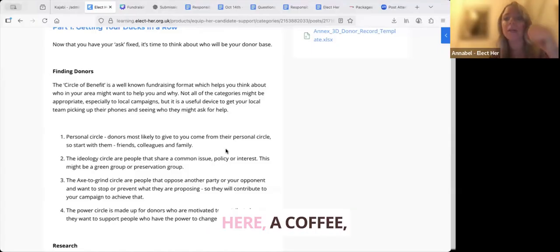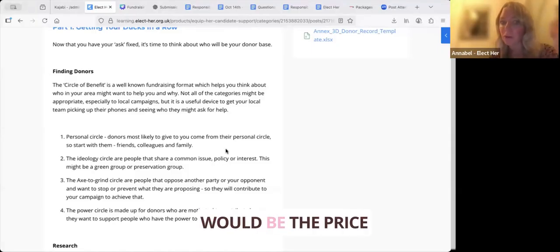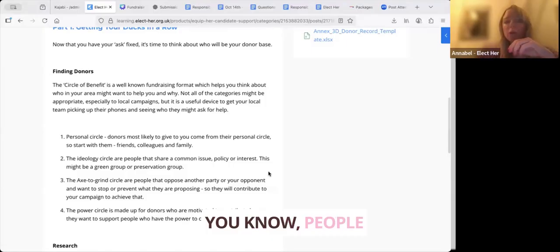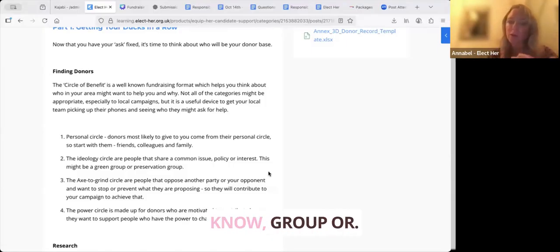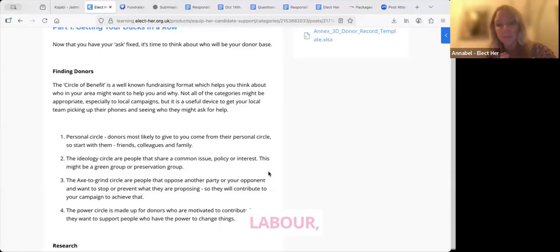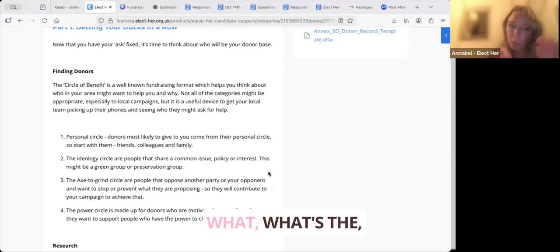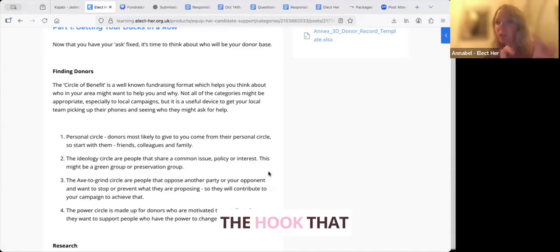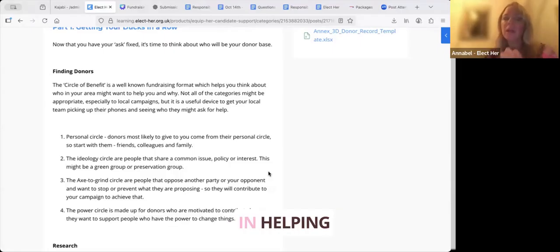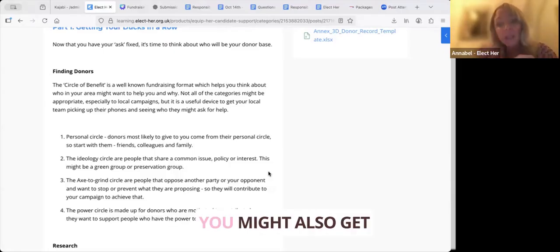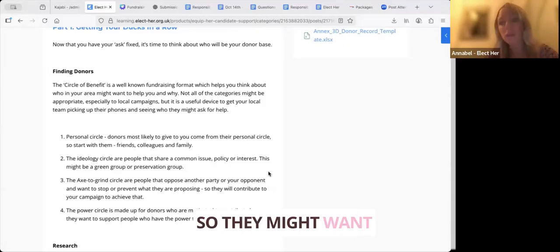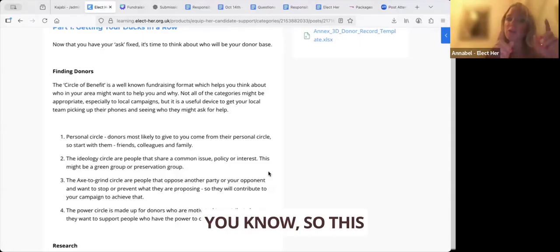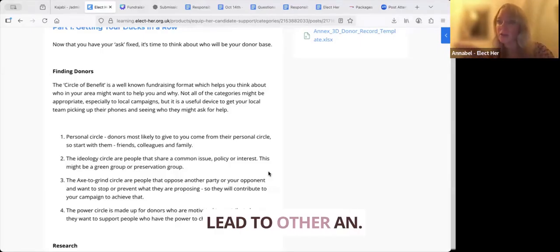A couple of quid here, a coffee, what would be the price of a coffee there? People who sit within the same sort of group, I suspect Labour people have been tapped quite a lot recently, but what's the hook that's going to get people interested in helping and supporting you? You might also get that they want to do something in kind instead, so they might want to have your HQ. So this ask can often lead to other answers that you hadn't necessarily thought about.